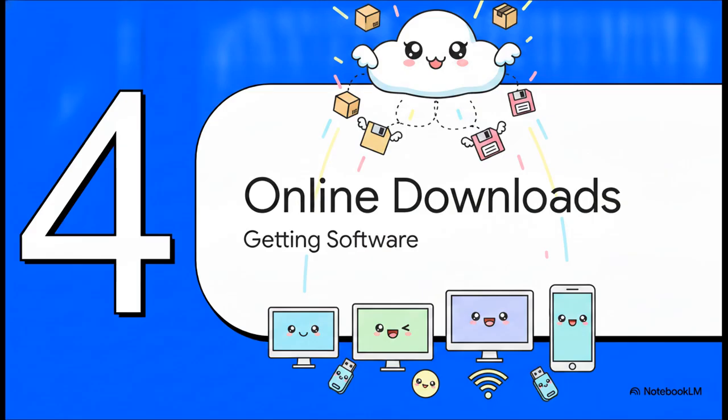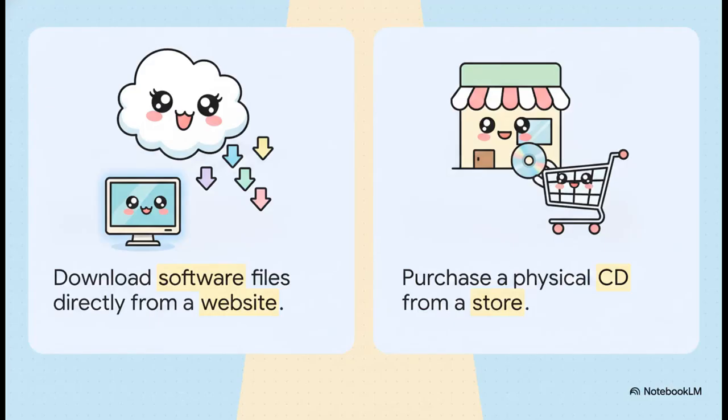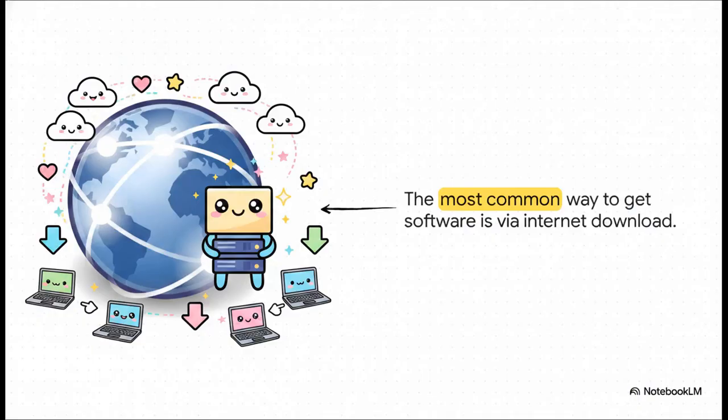Section 4. Getting software through online downloads. Okay, so you know your computer can handle the load. Now, how do you actually get it on there? You've essentially got two distinct paths: downloading it straight from the web, or old school, grabbing a physical disk from a store. Obviously, today, physical media has mostly been left in the dust by internet downloads.